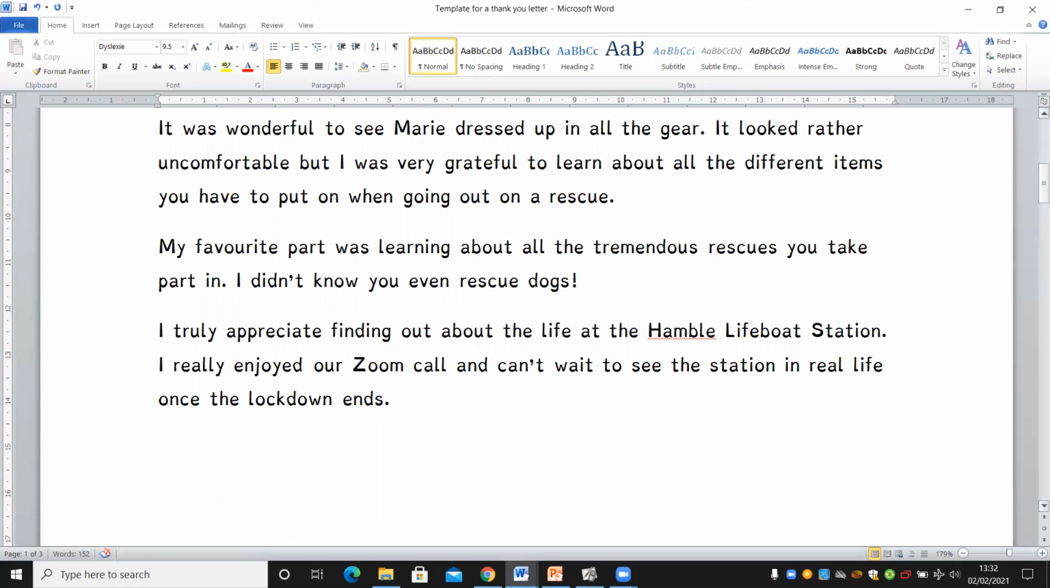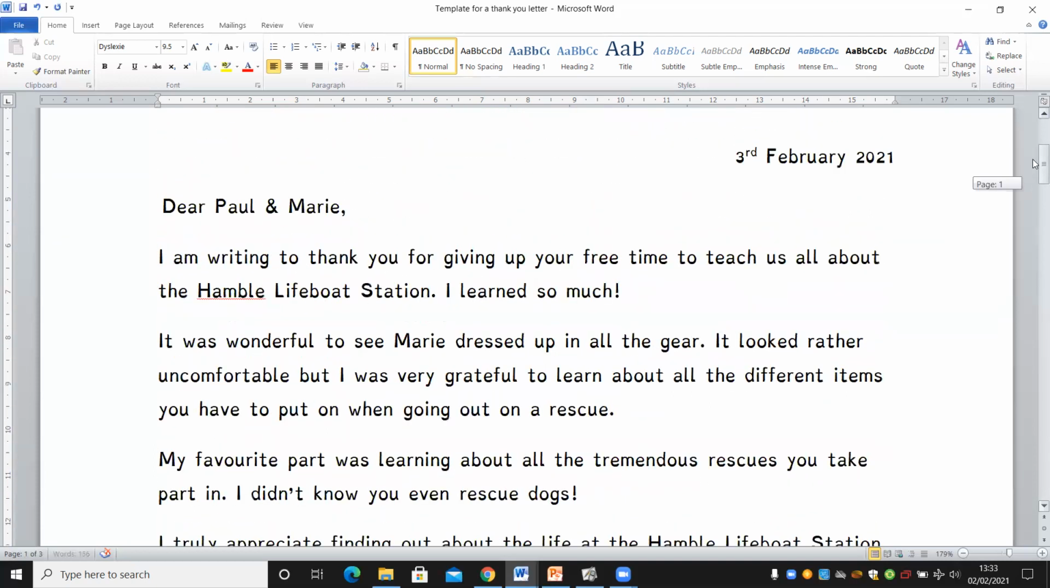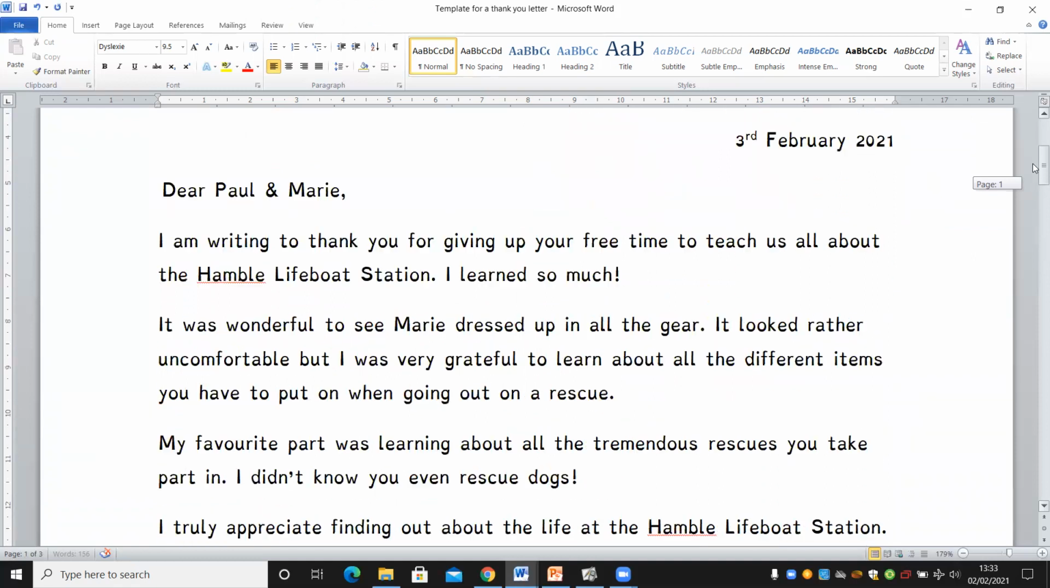That's right, we need to have a signature, and we need to close the letter. We're not going to send love to Paul and Marie, are we? Because they are not related to us, they are not our best friends, but we could say best wishes, and I'm going to write Mrs. Inwards. So that would be my lovely letter of thank you, children.